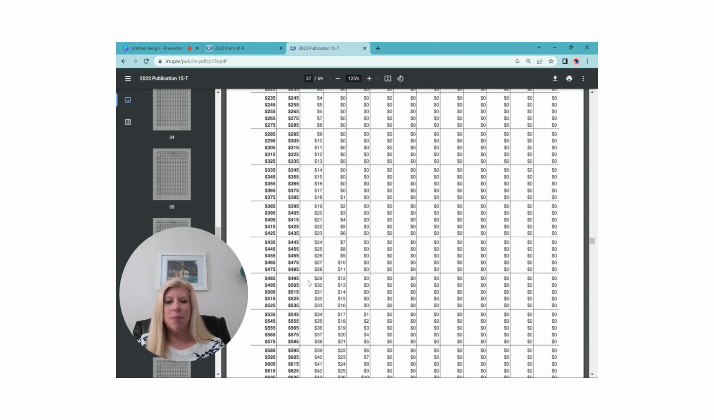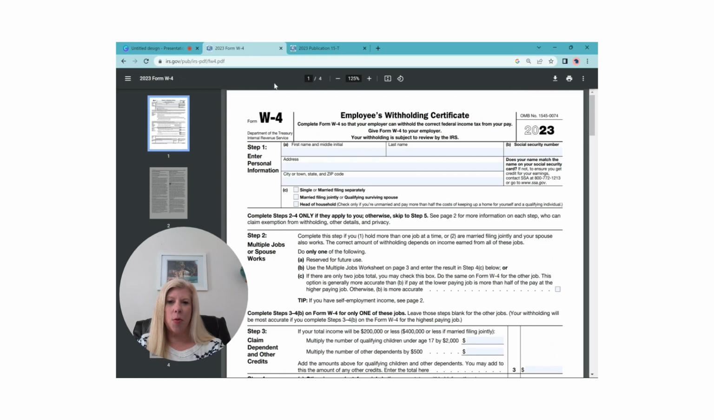Now, one thing to keep in mind is this form is really set up to know the information for one employer and one paycheck. It's telling their computer how much money to take out of that one paycheck when they run payroll on Friday. So it's not sophisticated enough to know if you have a rental property, if you're driving for Uber on the weekend, or you have a lot of investment income that you may need to have withholdings for too.